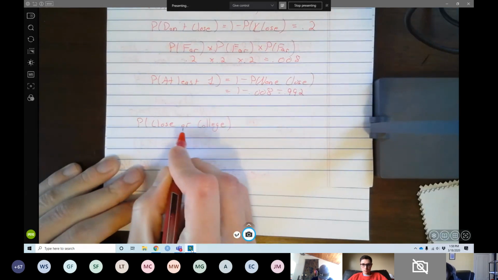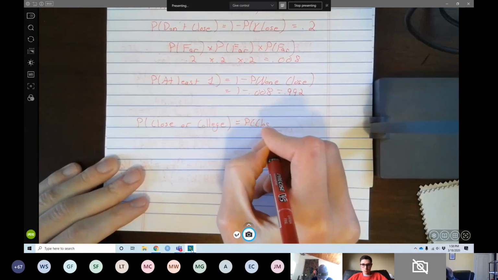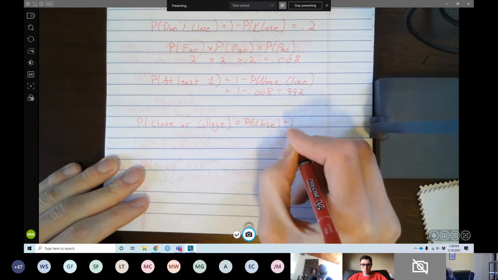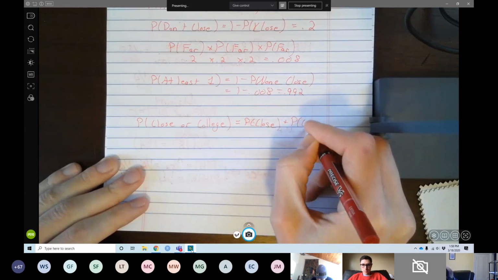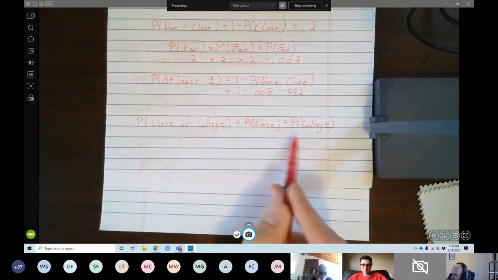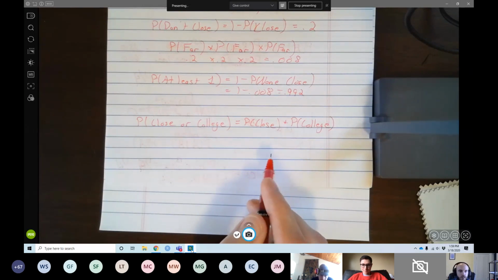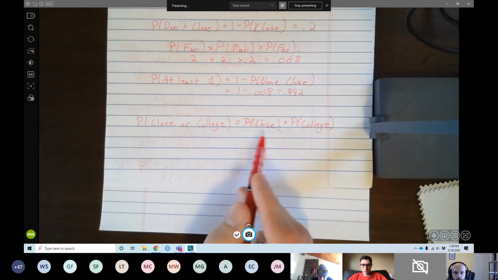So what we can do is turn this or into a plus sign. So it'll be the probability that they live close plus the probability that they have a college degree. The problem is if you just add those two together, that's 80% plus 30%, which gives you 110%, or 1.1. Probabilities have to be between 0 and 1. So that means we made a mistake.